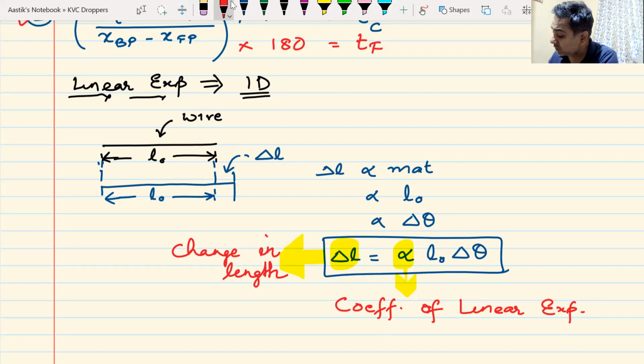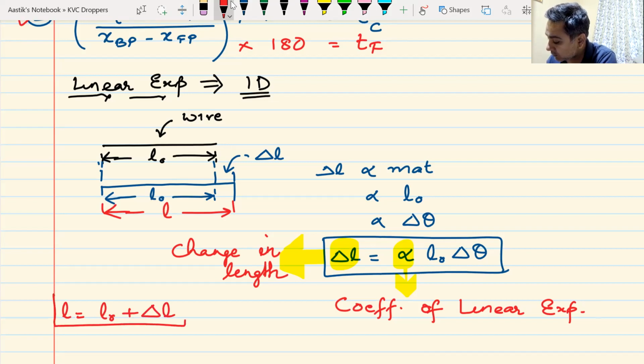Now, if I talk about the new length, and if I call this length L as the new length, the new length will be equal to L naught plus delta L. Do we understand this, bacha? This new length L will be equal to L naught plus delta L. I hope everyone is following me. Yes or no?